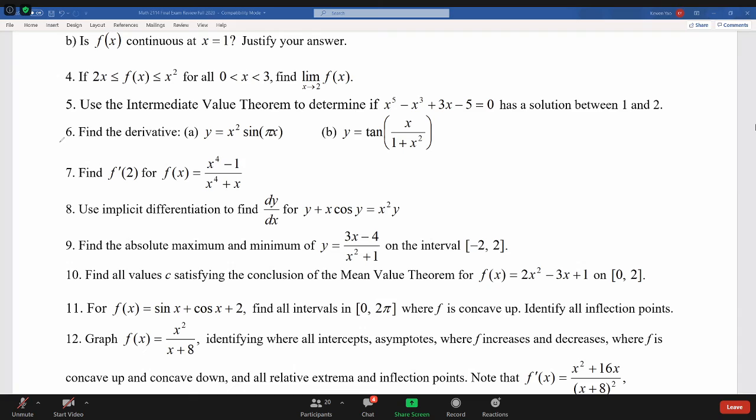Let's do number 6. Everybody please do number 6. So we have finished number 5: use the IVT to determine if the equation equal to 0 has a solution. The answer is yes, okay? Yes. Let's do number 6.